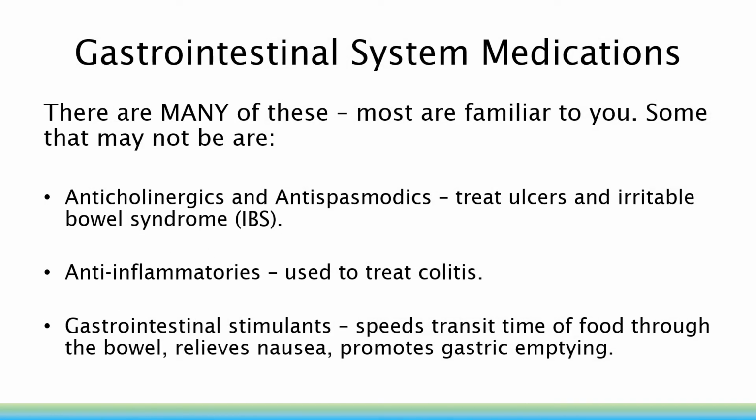Gastrointestinal system medications. Most of these are familiar to you. Some you may not be aware of. Please review this list to understand the different ones. Common gastric medications include antacids and acid reducers and anti-gas medicines, laxatives, stimulants, softeners, bulk formers, emollients, and lubricants and enemas.